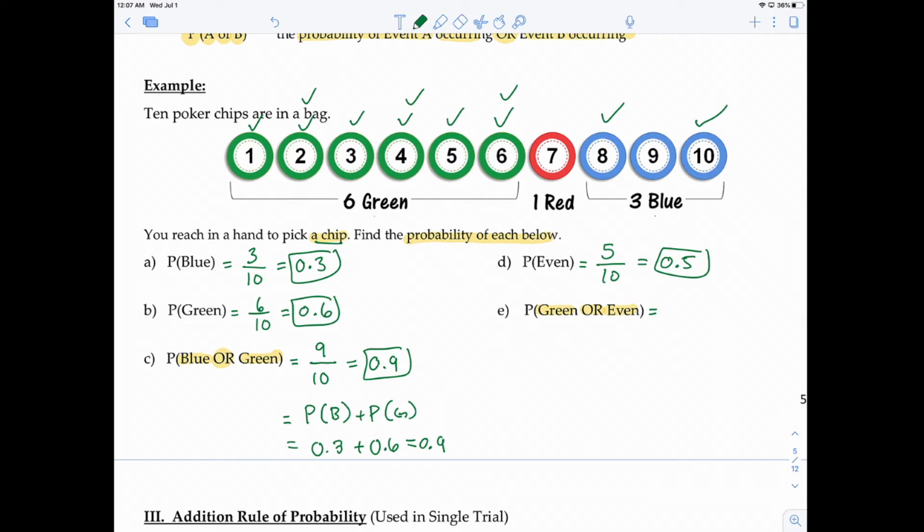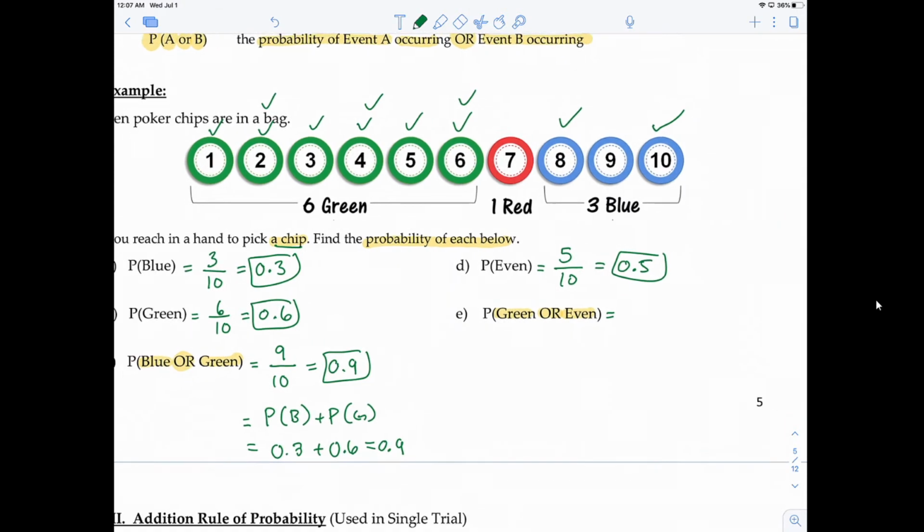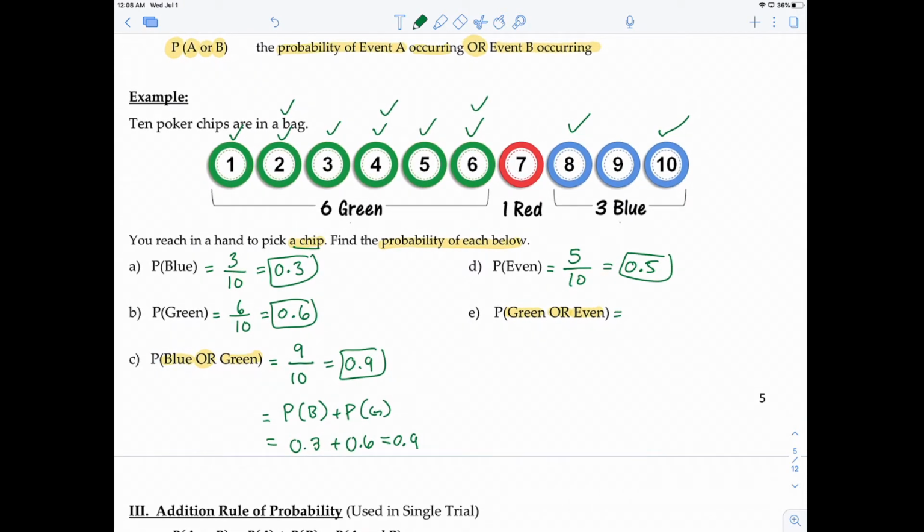Okay, so let's try using that addition rule that we used, or just adding the two, to see if that works out. Because we found the probability of green is 0.6 and the probability of even is 0.5. So let's see if that works. Is that the probability of green plus the probability of even? The probability of green is 0.6, right? We found that out right here. And the probability of even is 0.5. Now there's a problem.